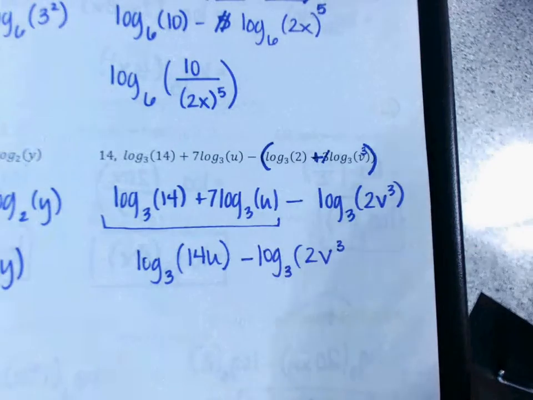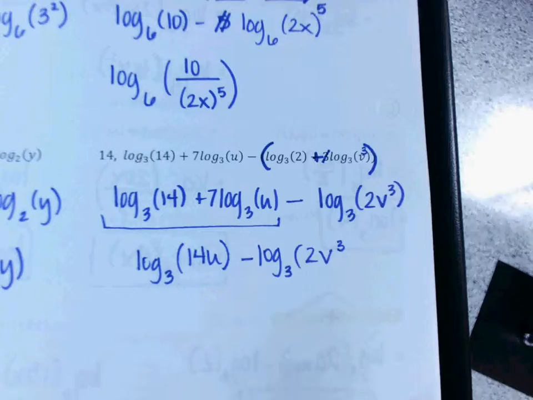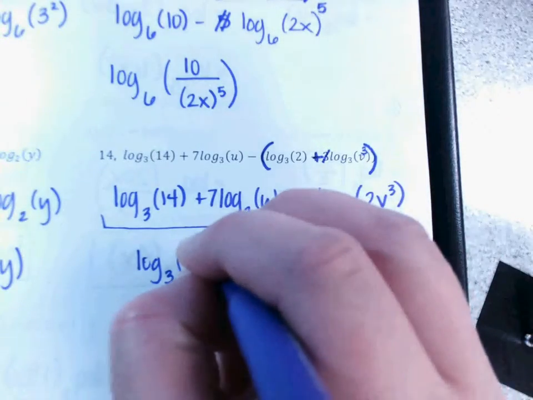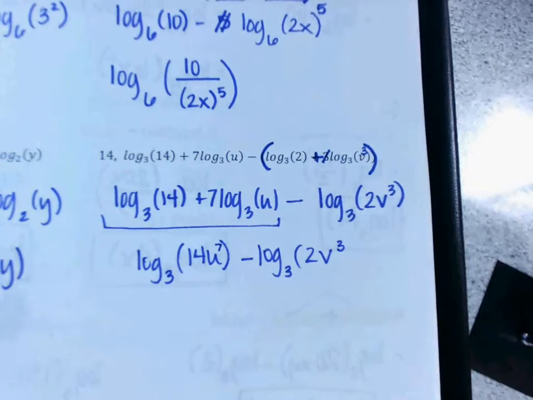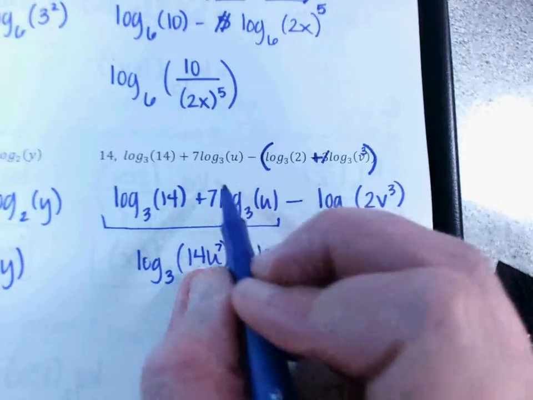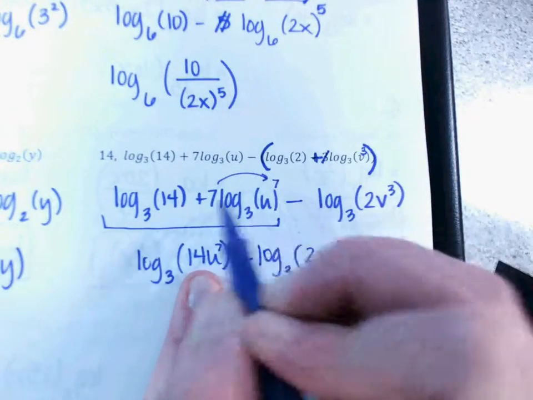Oh yeah, we do need to move the 7. Sorry, I didn't see that. Thank you. So then where's the 7 going to end up? On the u. Good. So put it right there. So I'm going to put a little arrow here and move my 7 to right there.